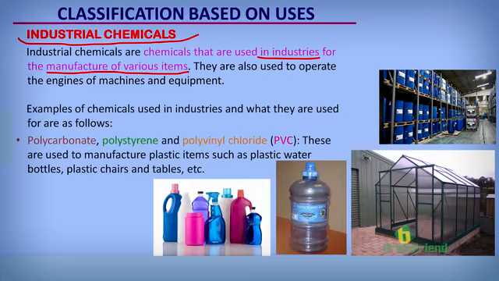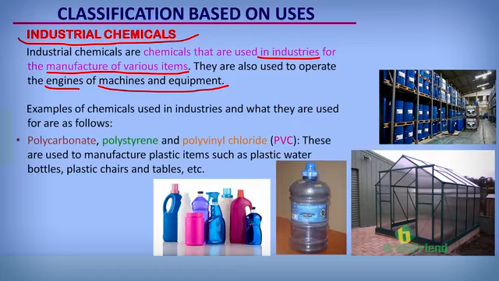They are also used to operate the engines of machines and equipment. So we use industrial chemicals in the engines of machines and equipment. We use them to operate those equipments and machines. Examples of chemicals used in the industry and the things they are used to produce are as follows.